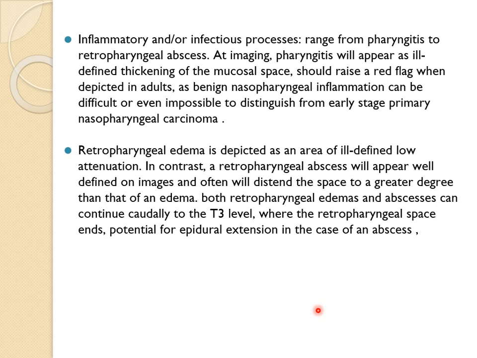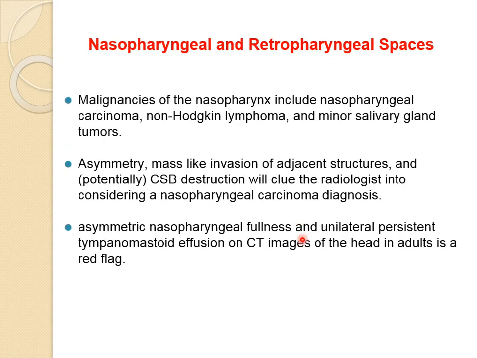What is the most common cause of abscess, infection, or edema of the retropharyngeal space? Pharyngitis. Specifically, a fish bone. Usually it gets stuck in the pharynx and causes infection and abscess. It's very small, so it may be missed on X-ray. So be careful when eating fish.